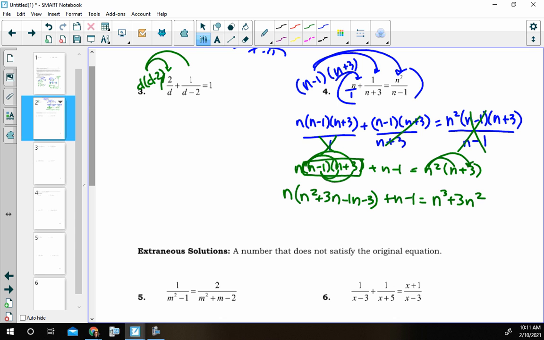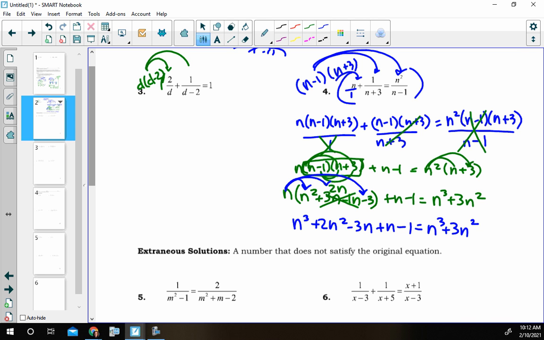All right, you could send the n in now if you wanted to. I'm going to get this together to make it a 2n squared, a little bit better. And now I'm going to send what is considered the GCF in. So n times n squared gets me n cubed. n times 2n gets me 2n squared. n times negative 3 is negative 3n. We still have this plus n minus 1 back here.